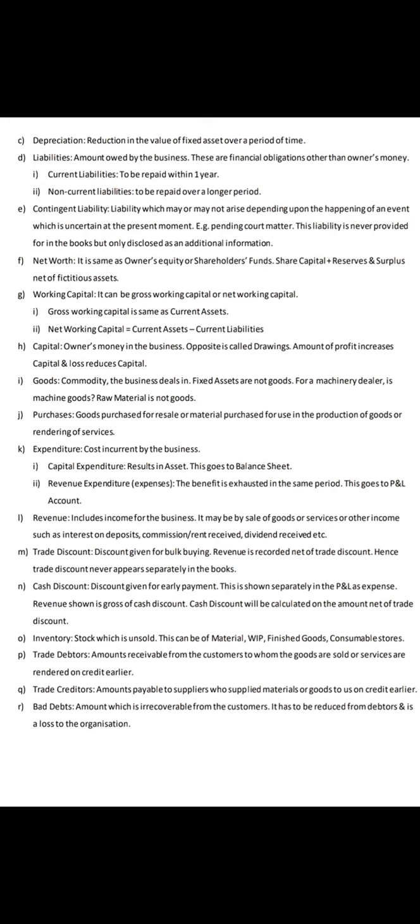Inventory is stock which is unsold. This can be material, work in progress, finished goods, consumable stores. Next are debtors and creditors. Debtors are those to whom we sold the goods. On the other hand, creditors are those who supplied materials or goods to us. Bad debts means the amount irrecoverable from the customer. It has to be reduced from debtors and is lost to the organization.